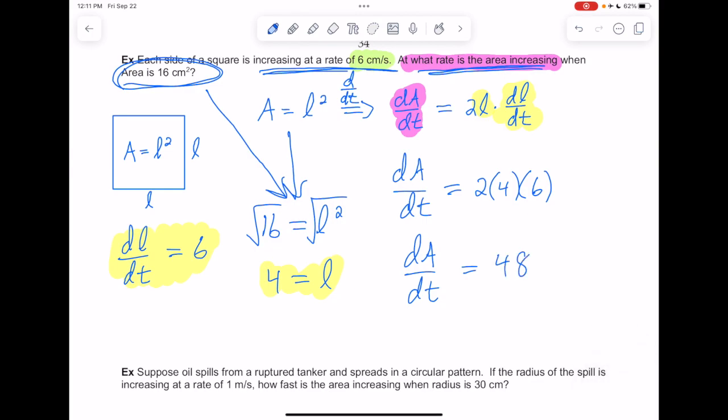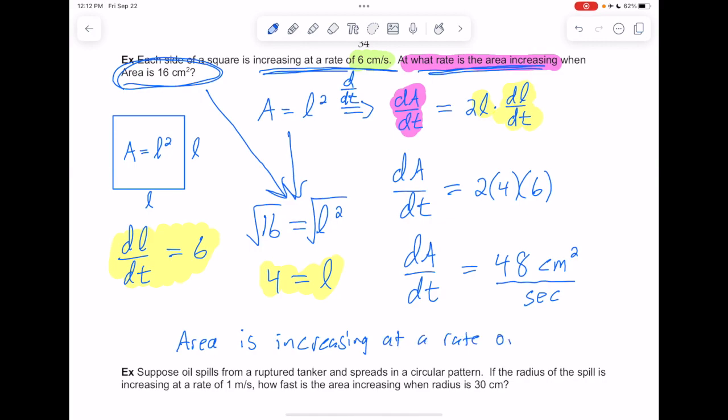And then we just want to think about what the units would be on that. If the side length is given in centimeters, then the area would be centimeters squared, and the derivative is with respect to time, so that would be per second. So it's 48 centimeters squared per second. And because it's a word problem, it might be nice to give a word answer. So there is dA/dt, but the area is increasing at a rate of 48 centimeters squared per second.